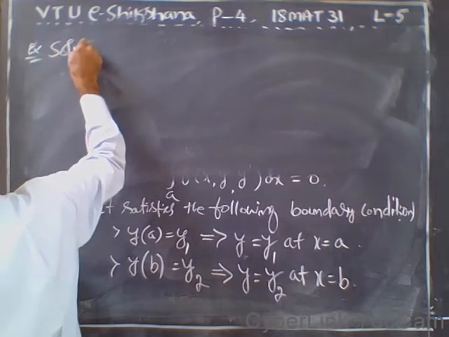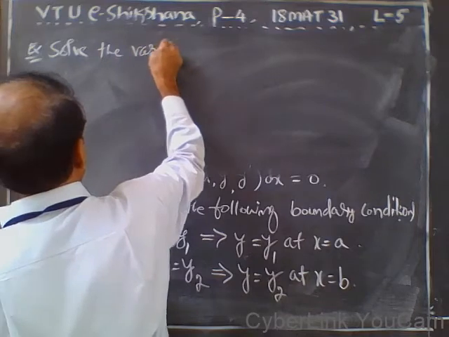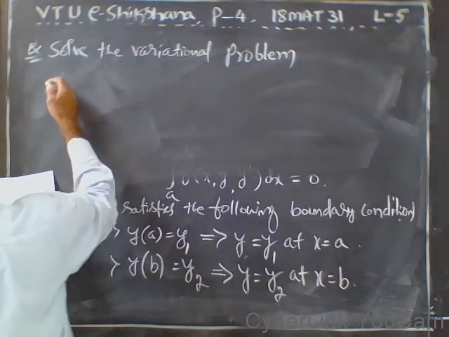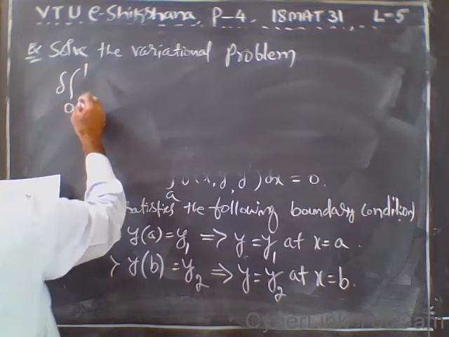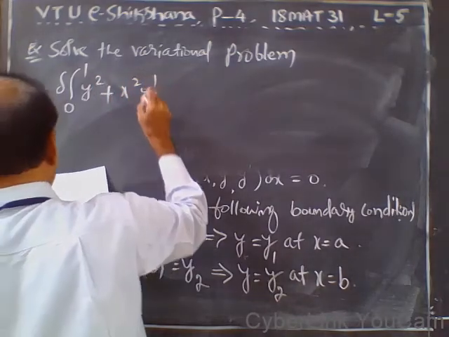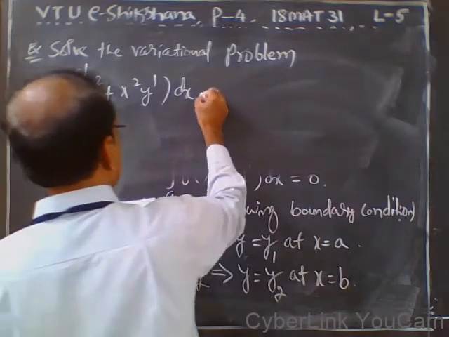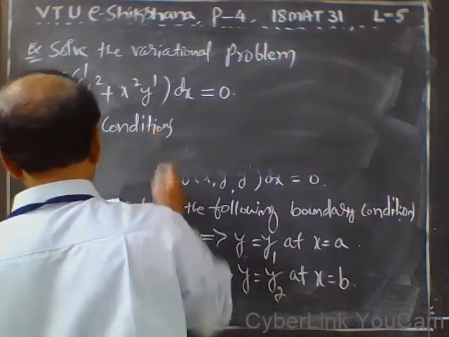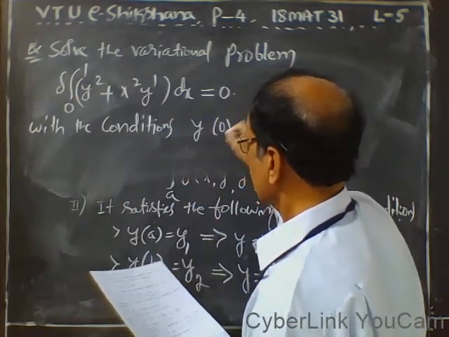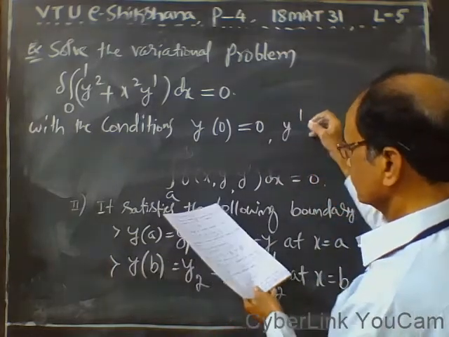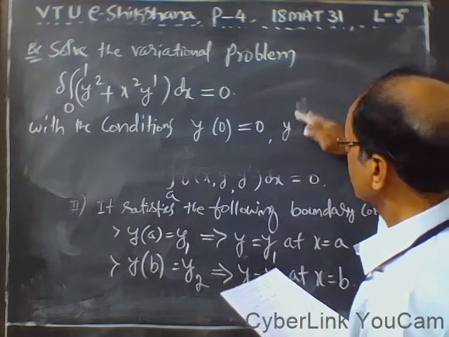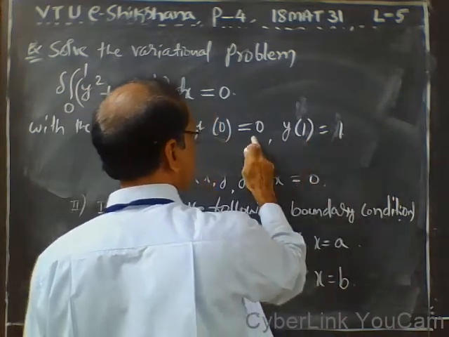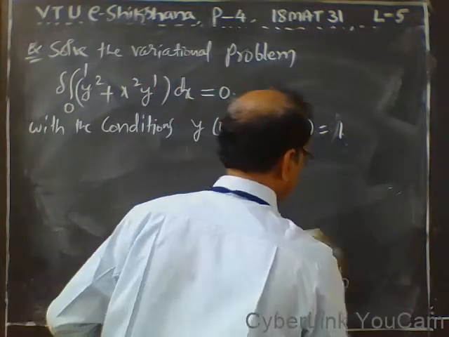Example: solve the variational problem, that is, delta integration from 0 to 1 of (y square plus x square y dash) dx equal to 0, with the conditions y(0) equal to 0 and y(1) equal to 1. That means at x equal to a it is 0, at x equal to b it is this one, this is y1 and this is y2. Let us see how this problem can be solved.